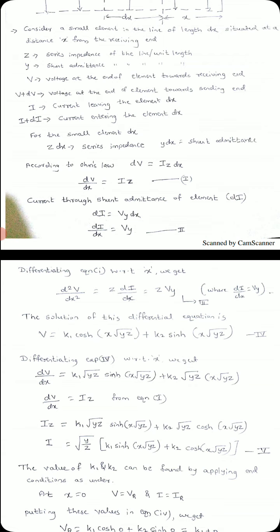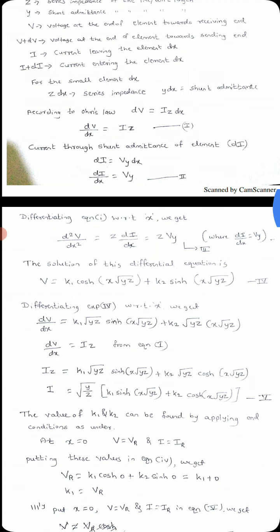Differentiating equation 1 with respect to x, we get d square V by dx square is equal to Z dI by dx, and dI by dx is nothing but V Y. So d square V by dx square is equal to Z Y V, that is equation 3. The solution of this differential equation can be written as V is equal to k1 cos hyperbolic of x into square root of YZ plus k2 sin hyperbolic of x into square root of YZ. This is the differential equation solution. We know how to solve differential equations; you have studied it in mathematics.